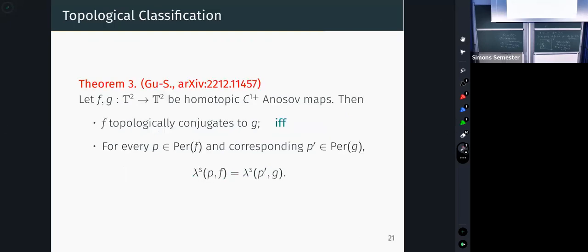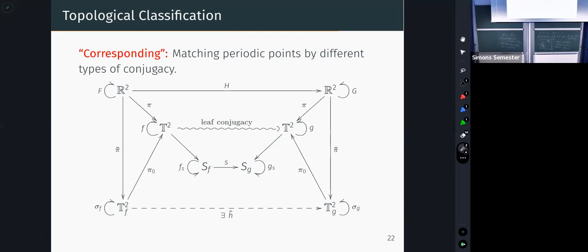And moreover, this also gives the complete answer to the second problem. Let F and G be homotopic C1 plus alpha Anosov maps, then we can show F is topologically conjugate to G. Here I just restrict myself to conjugacy homotopic to identity, okay? And then for every P belonging to the periodic points of F, there exists a corresponding P prime in the periodic points of G such that they have the same exponents along the stable bundle. I will explain what the meaning of corresponding is.